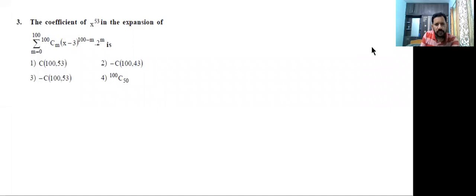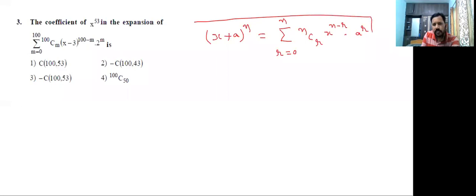Third question. Generally we know that expansion, for suppose see here, (x plus a) whole power n expansion. How we are writing short form? Like this. Sigma r is equal to 0 to n nCr into x power n minus r into a power r. This is a short form of this. Yes or no? Now see the question what they are giving.